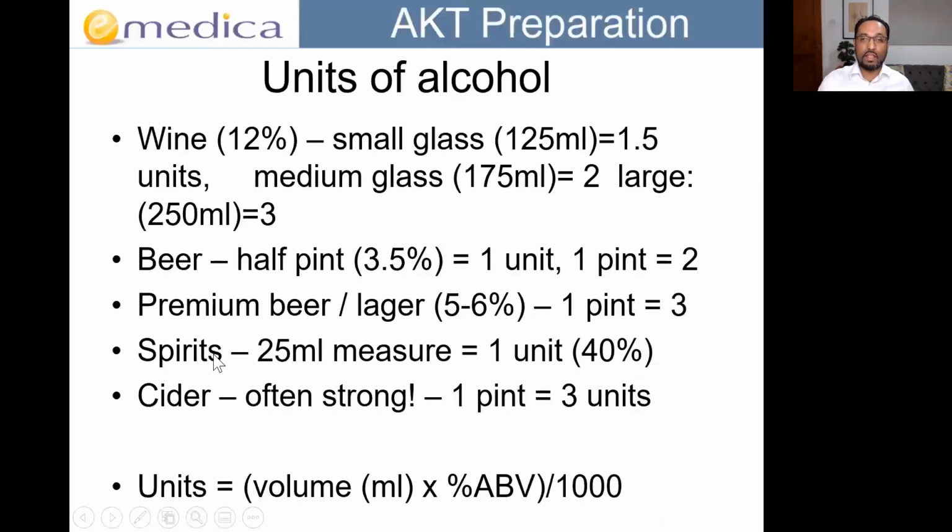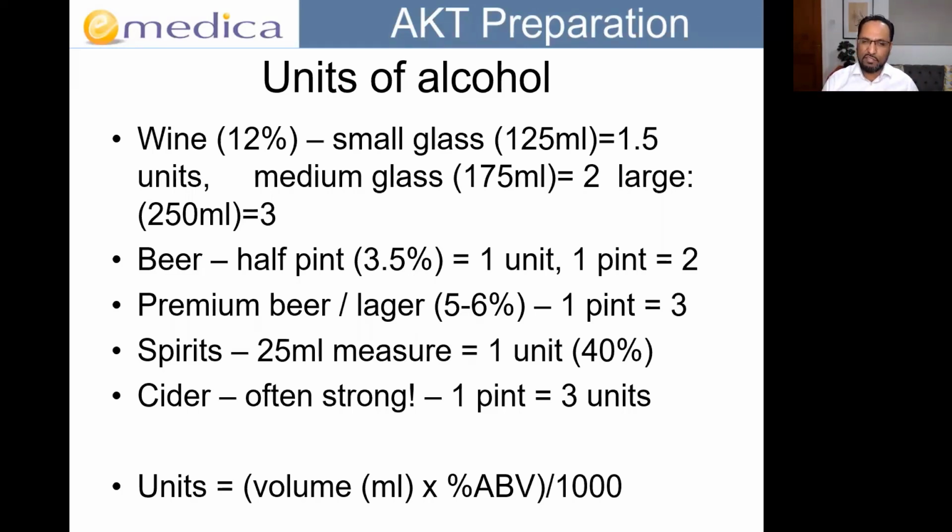So this is how many units are in sort of common drinks. So wine at fairly standard strength, which is about 12%. Some wines will be a bit weaker, some will be a bit stronger, but at fairly standard strength, a small glass, which is 125 mils, is 1.5 units. A large glass, which is 250 mils, is 3. Standard strength beers between 3.5-4%. A pint is 2 units.